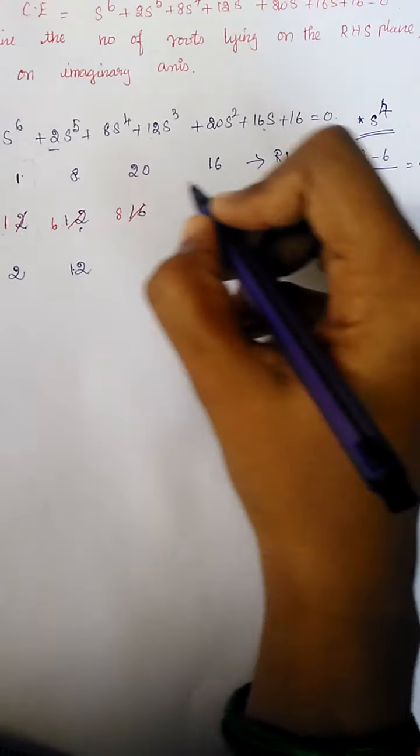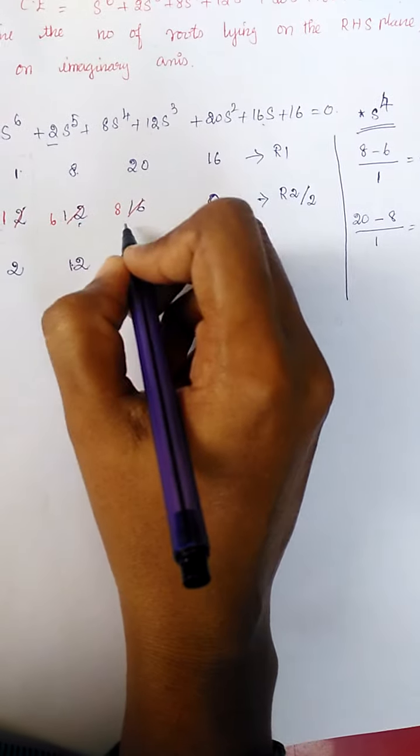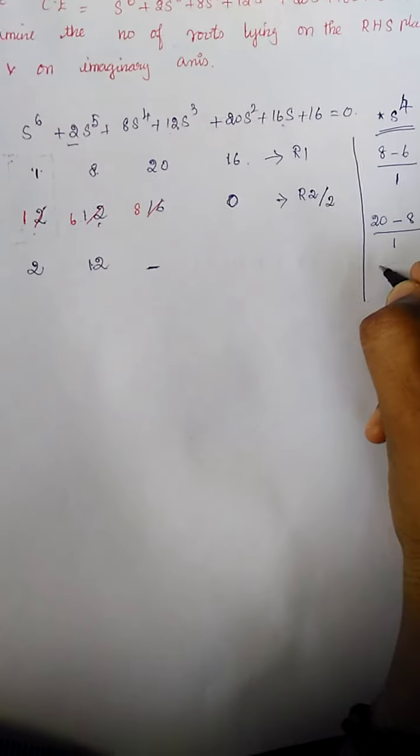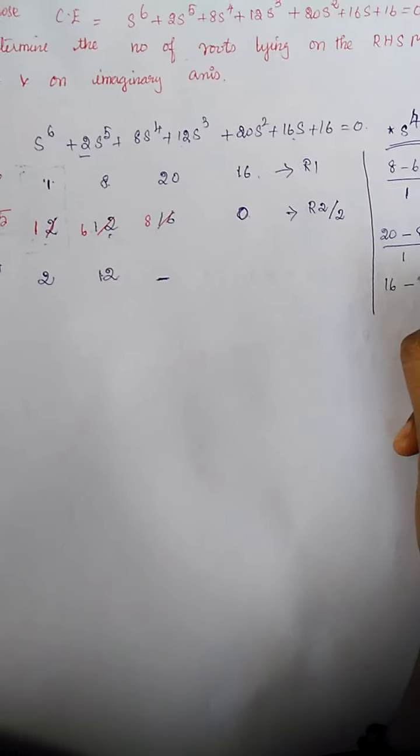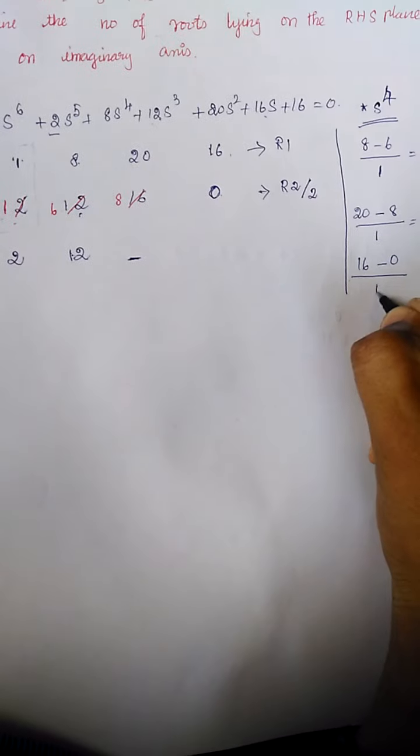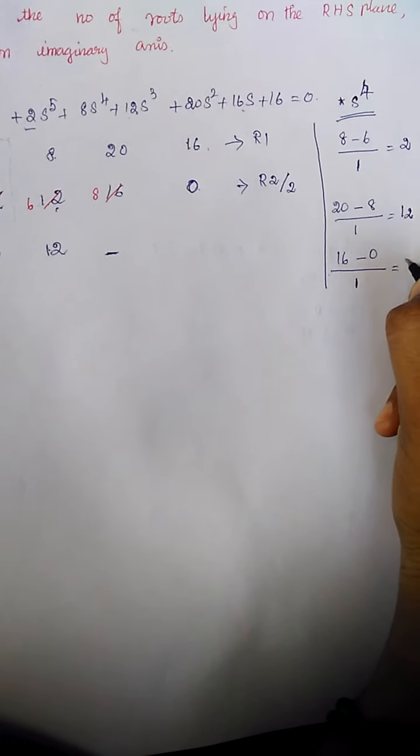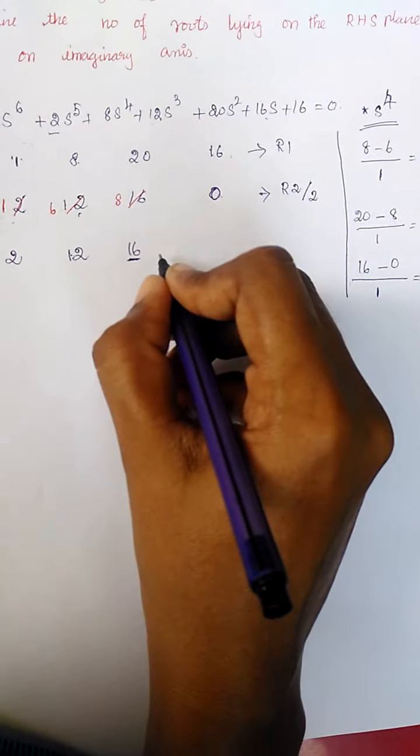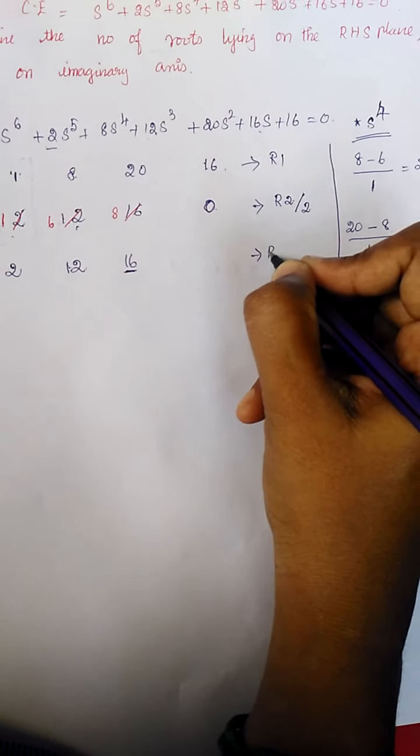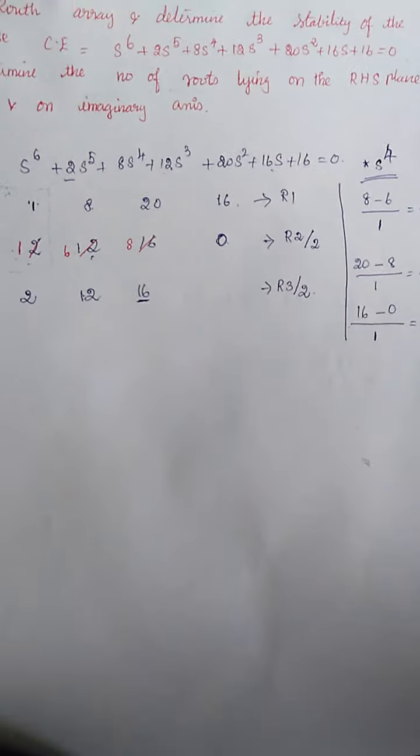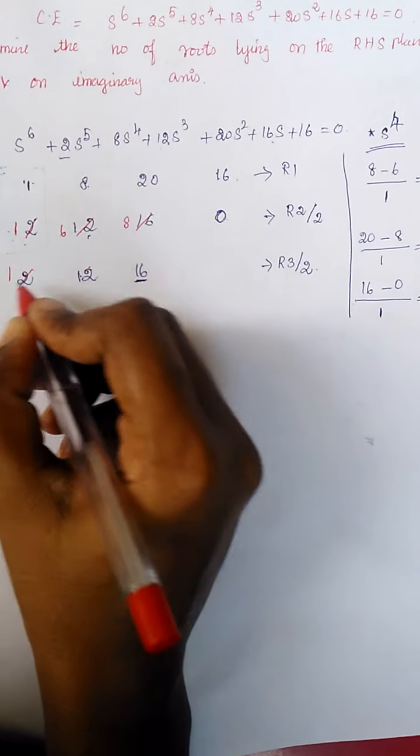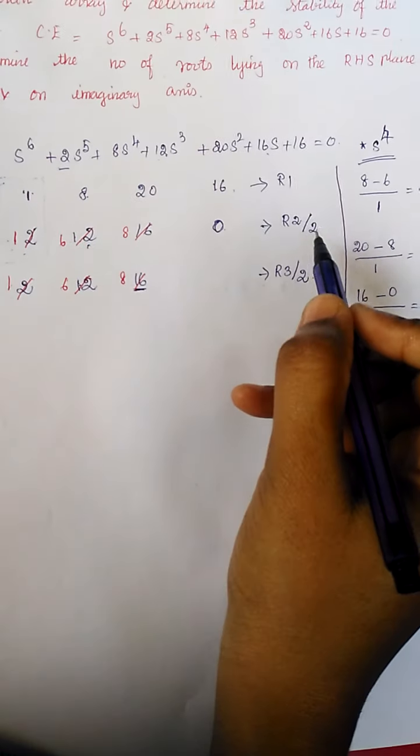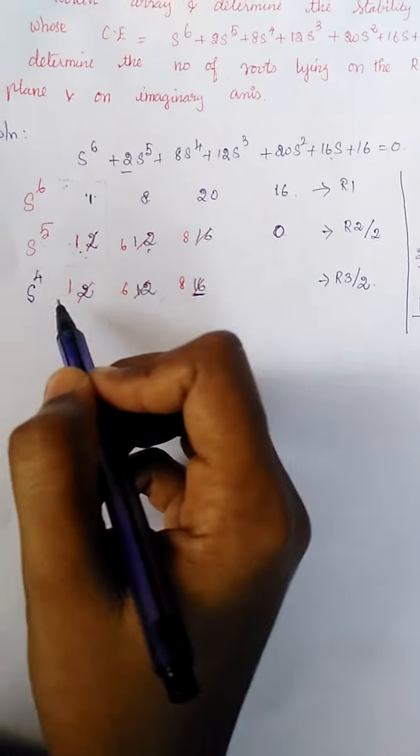Then for the next term, you take this column with this column: 1 into 16, 16, minus 0 into 1, 0, divided by 1, which is equal to 16. So you have calculated 16 here. Again, you check whether there is a common term. Yes, so this row 3 is also divided by 2, and you get 1, 6, 8. So your s power 5 row has 1, 6, 8, and the s power 4 row also has 1, 6, 8.